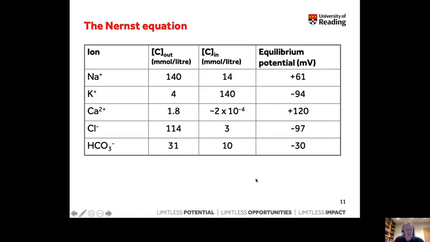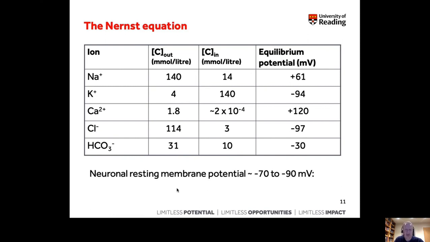So this is probably a good place to take a break, but I've calculated the equilibrium potential for potassium using these values from the previous slide and the Nernst equation, and it comes out at minus 94 millivolts. What may be a good idea for you to do is to try it with sodium, calcium, chloride, or bicarbonate ions. Pick any one of these, plug it in and see if you can come out with this value.